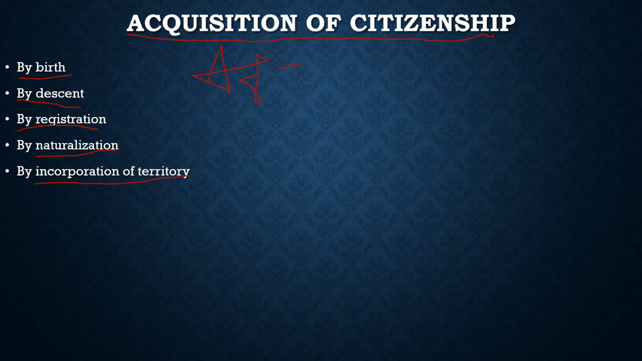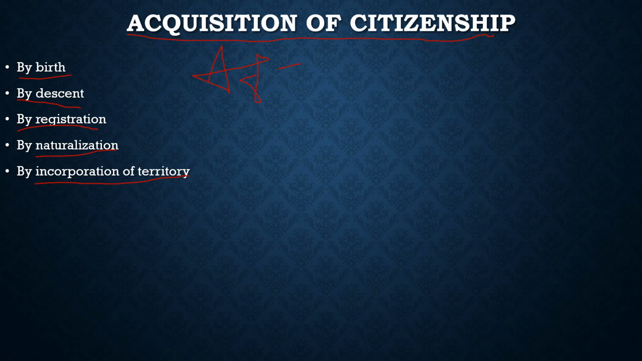Then it was changed. A person born in India after July 1, 1987, but before December 3, 2004, is considered a citizen of India only if either of his parents is a citizen of India at the time of his birth. For him to be a citizen of India, one of his parents should be a citizen of India. If neither parent is a citizen of India, then he can't acquire citizenship just because he was born in India. Then he has to go for different ways and methods to acquire this citizenship.